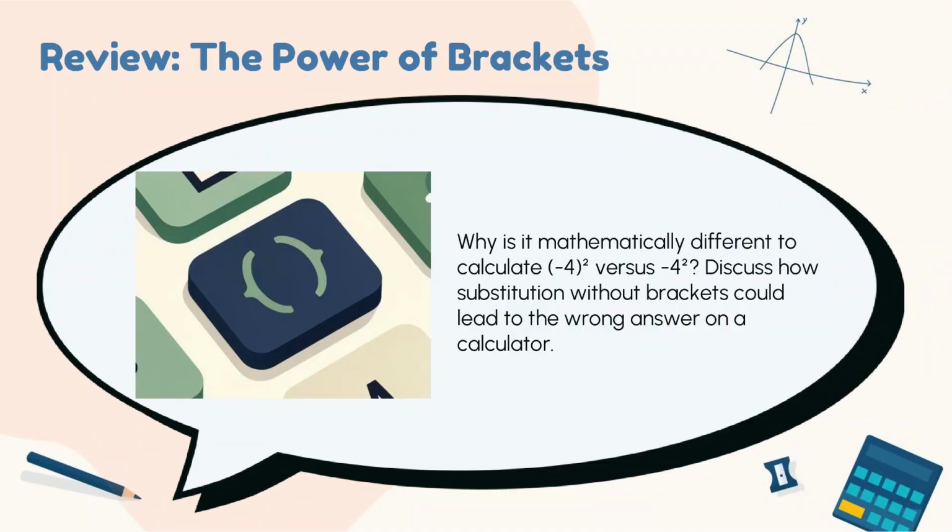Now, let's think more carefully about brackets. Why is it mathematically different to calculate (-4) squared, compared with -4 squared? This is a really important point for calculator work and GCSE exams. Pause the video and think about what BIDMAS tells us. Ask yourself, is the negative sign being squared, or only the 4?